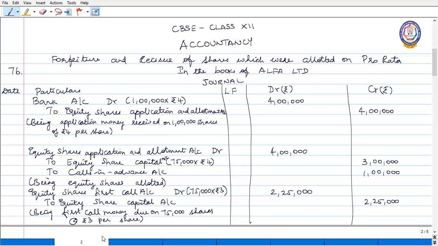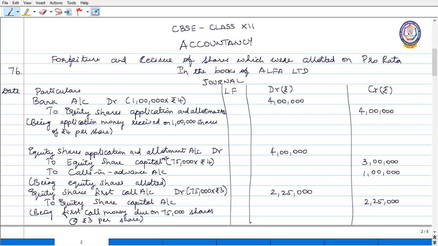Now we have passed the due entry, but before passing the entry for the amount received for the first call, we have to consider certain things which are given in the question. So first we'll read the question. Vibha, who was allotted 750 shares, failed to pay the first call. Her shares were immediately forfeited. Afterwards, the second call was made. The amount due on second call was also received except on 1,000 shares applied by Monica. Her shares were also forfeited. All the forfeited shares were reissued to Mohit for rupees 9,000 as fully paid up.